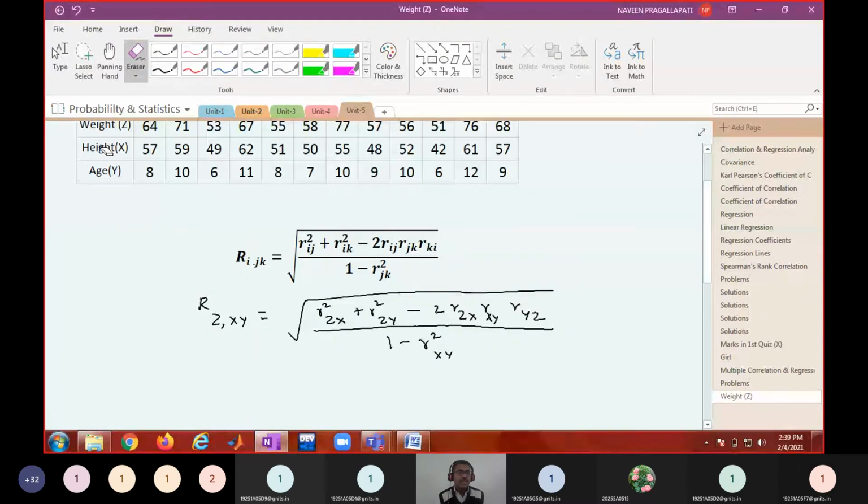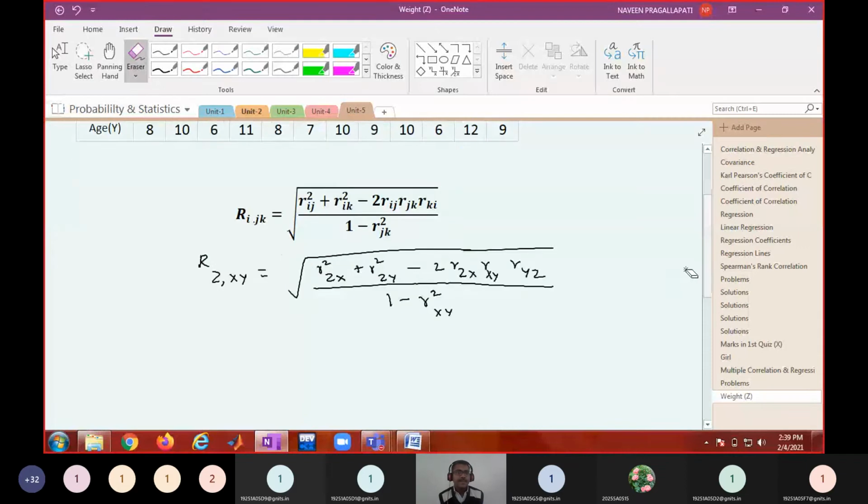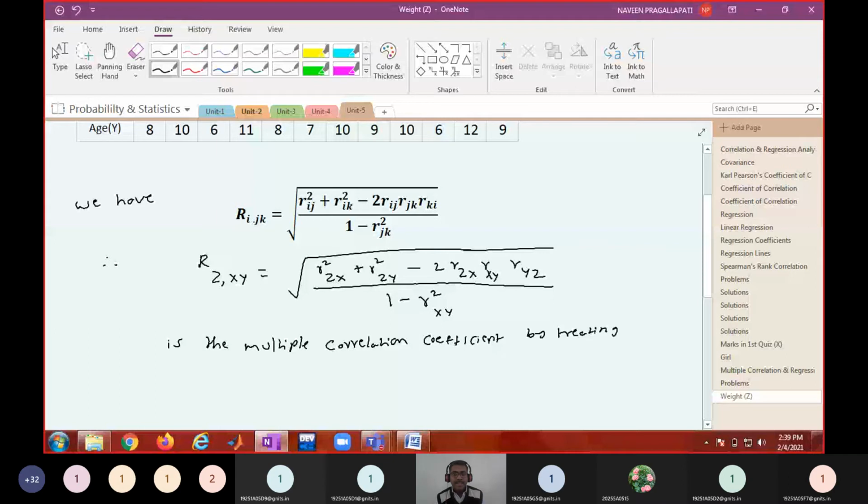So what is this about? The multiple correlation coefficient by treating Z as the dependent variable.